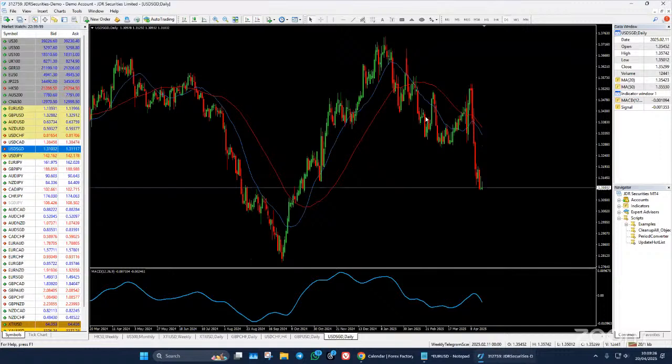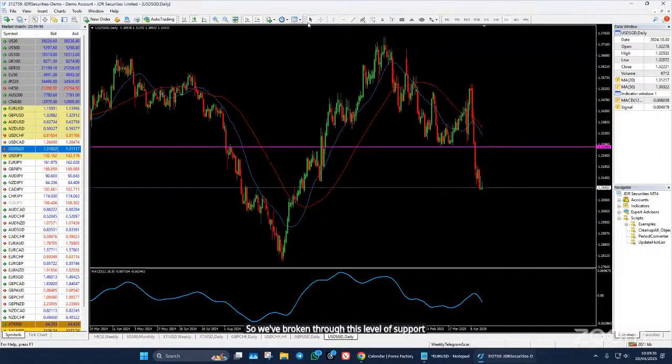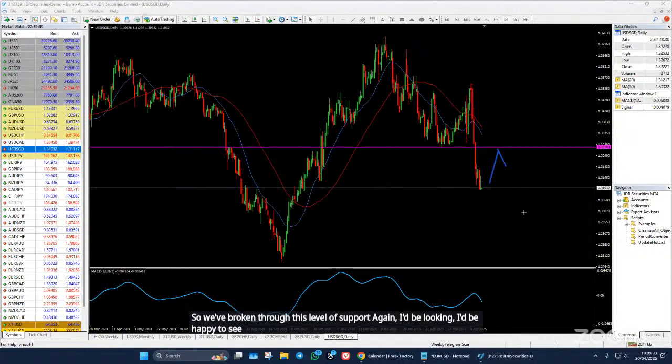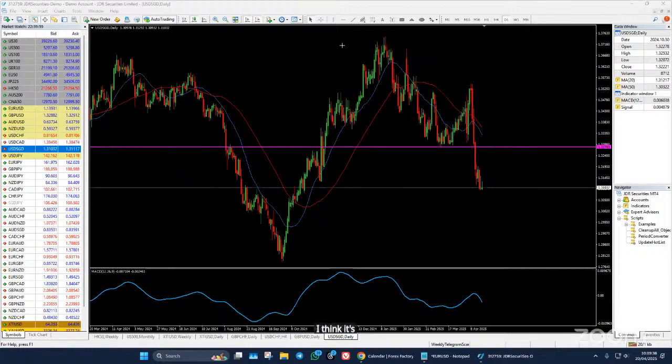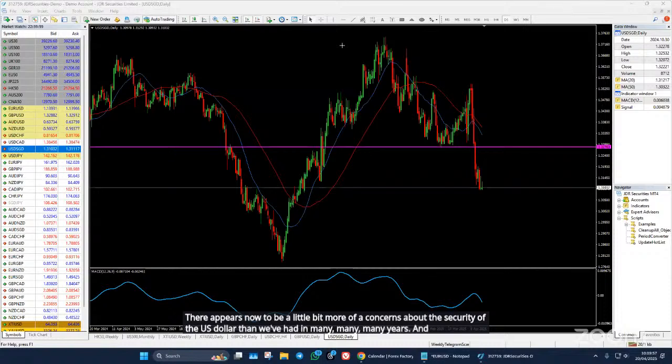Dollar Sing. Okay, so we've broken through this level of support. Again, I'd be happy to see any kind of a pullback here and a continuation down. I think it's more likely we'll see the dollar continue to weaken rather than somehow become a pillar of strength again. It's not impossible, but I think it's the least likely outcome. There appears now to be a little bit more concern about the security of the US dollar than we've had in many, many years.